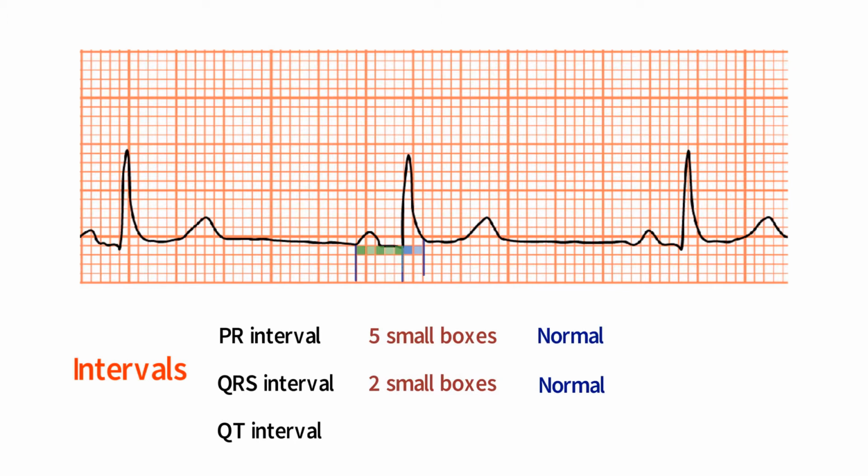Third, let's check the QT interval. Let's try to count the boxes. It's about two large boxes and about 3 small boxes. And we say that the QT interval is normal until 2.5 large boxes. So this means that the QT interval is normal too.